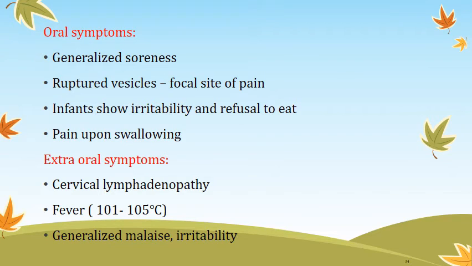Oral symptoms also include generalized soreness. Ruptured vesicles are the focal site of pain. Infants show irritability and refusal to eat. Obviously they are in pain, so how can they eat? And also pain upon swallowing. Extraoral symptoms may also include cervical lymphadenopathy, fever, generalized malaise, and irritability.